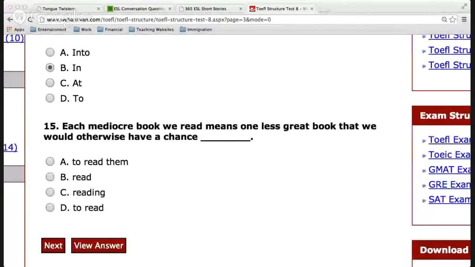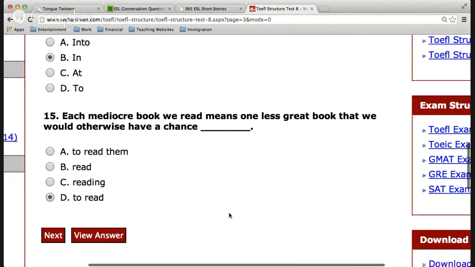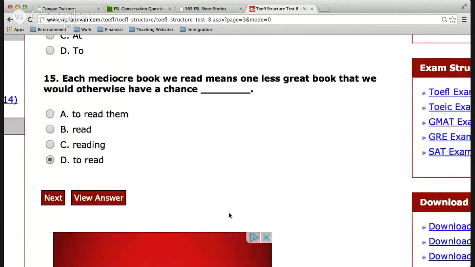Number 15. This is for Mohammed. Each medical book we read means one less great book that we would otherwise have a chance to read. D. Okay, so D. Let's try that out. Can you pronounce, spell this word? Medical? Mediocre. Each mediocre book we read means one less great book that we would otherwise have a chance to read.